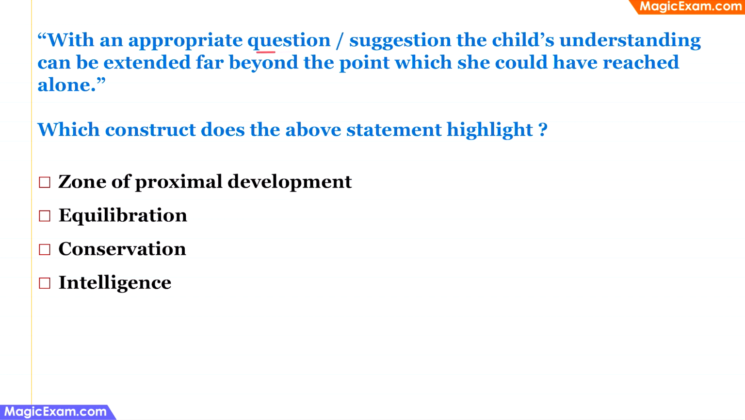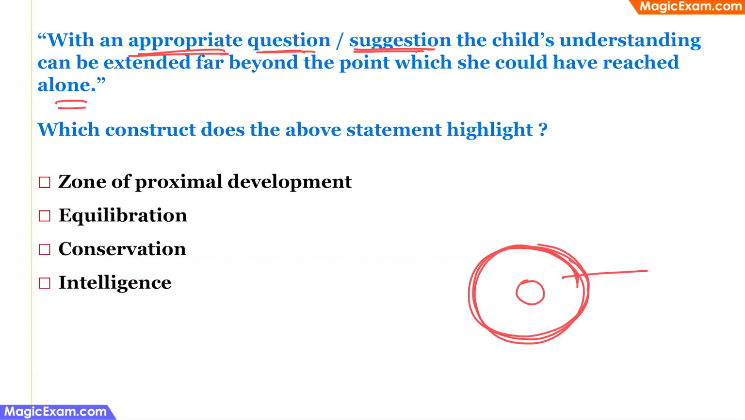With an appropriate question and suggestion, the child's understanding can be extended far beyond the point which she could have reached alone. Which construct does the above statement highlight? So what we are being told here is that the child is currently at this point where the child is capable of doing some things, and what you are doing is you are using some appropriate questions and suggestions. That is, you are actually supporting the child and providing a scaffolding so that she can do things beyond her current capability, and these are things which she can do only with some assistance and she cannot do it alone. Therefore, what you are doing is you are providing scaffolding.